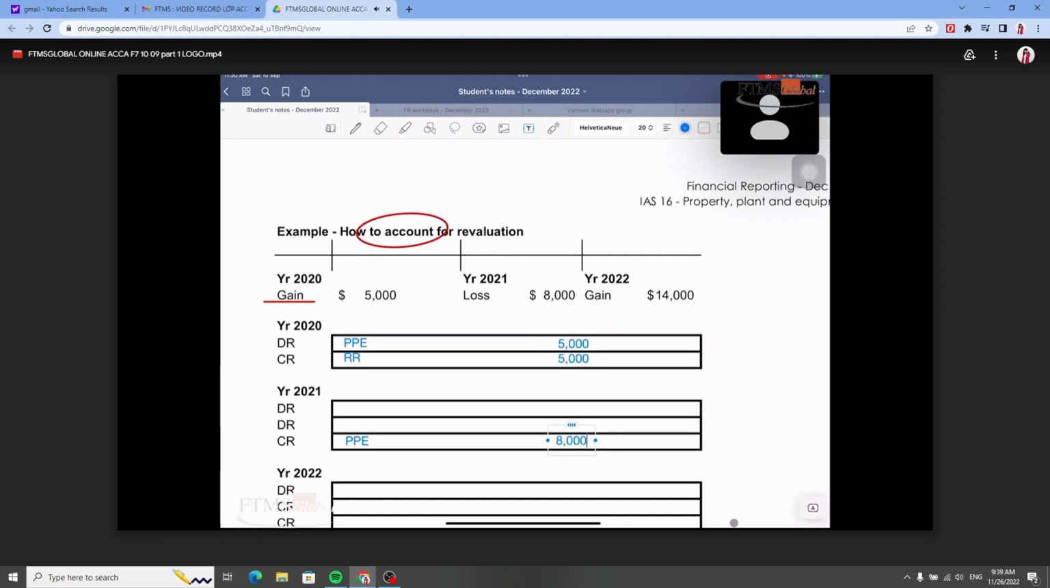Now the debit is this. Since the loss is 8,000, previously I have a balance in my RR of 5,000. I can actually offset my RR with 5,000 because I have a balance there. Then what will happen to the remaining 3,000? I think most of you are able to guess. The remaining 3,000 will go to P&L.